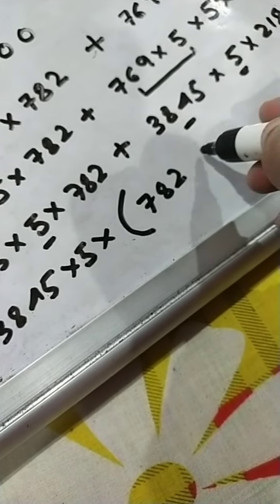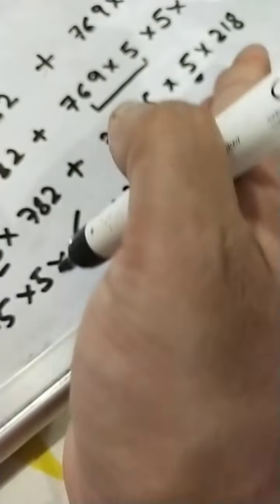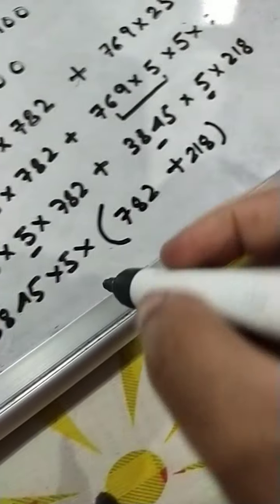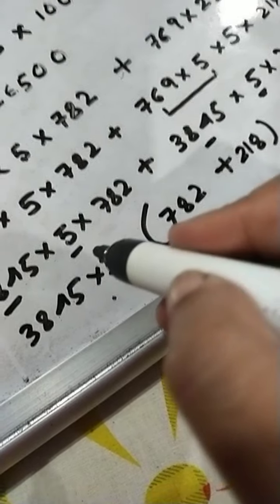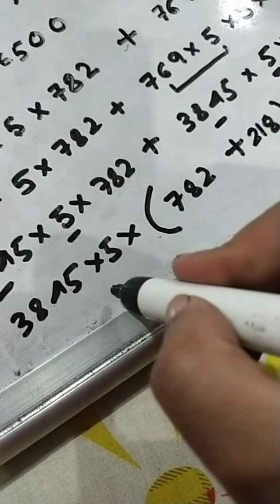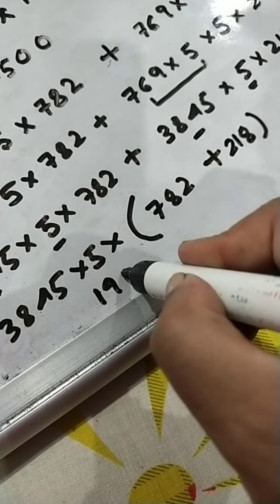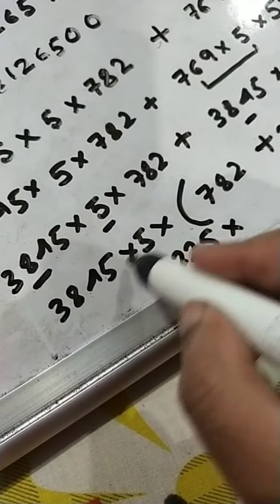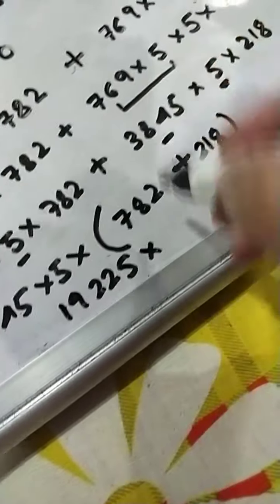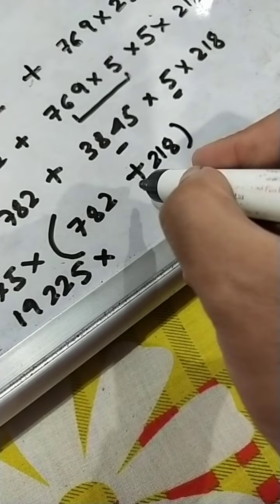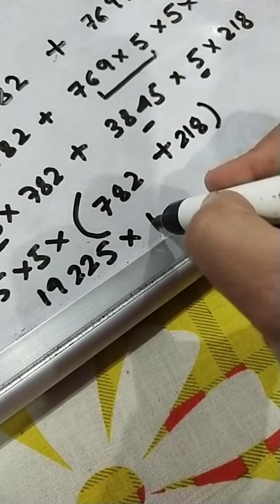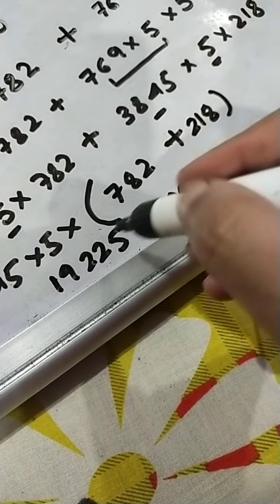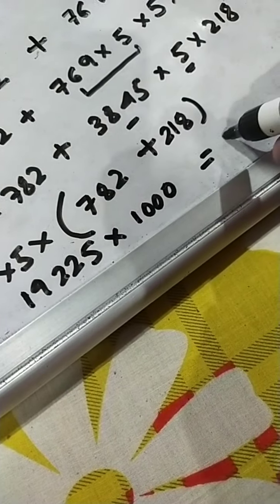782, we'll put the plus sign. If you also remove these two numbers from the second term, then what will remain inside? 218, isn't it? Now 3845 into 5 will give you 19225. Okay, so the product of 3845 into 5 is 19225, and the sum of 782 plus 218 is 1000. So now I hope it becomes very easy. If you multiply these two numbers, what will you get as the answer?